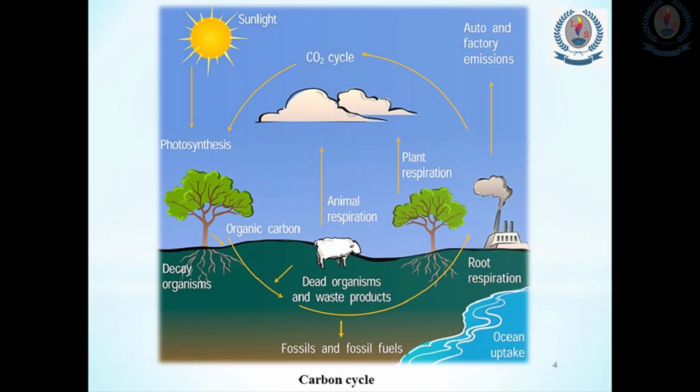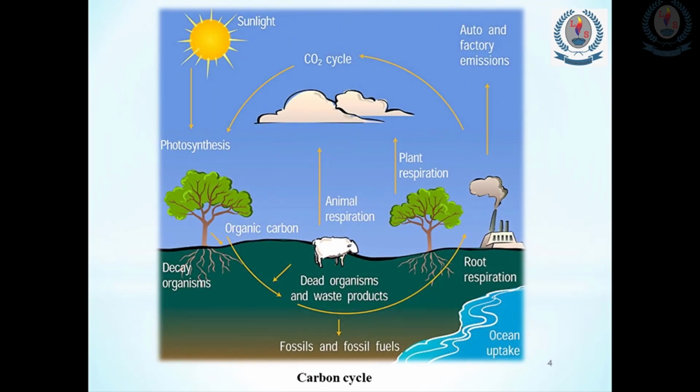Now in this diagram, you can see the carbon cycle, how carbon is being recycled in the environment. So basically the dead organisms and the waste products are decomposed by the activity of the microorganisms. During this process, carbon dioxide is released. Further, this atmospheric carbon dioxide can be absorbed by the plants.